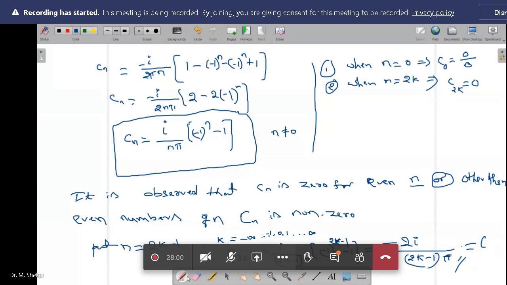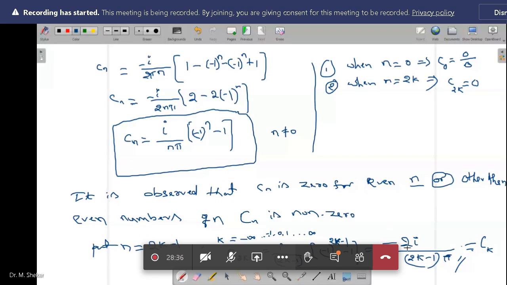Excuse me, sir, are you missing a minus, or is it just me? Cn is equal to i by n pi, in the second line you are talking about? Yes, sir, the final answer, where does the minus go? I have taken this minus sign inside and 2 common, so minus into minus becomes plus. Okay, sir, understood.